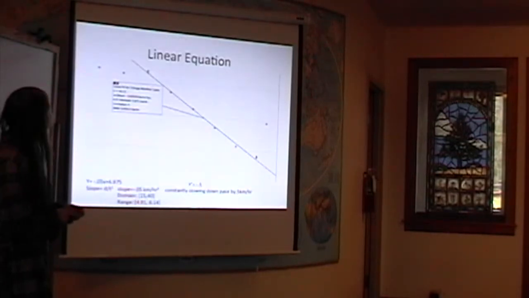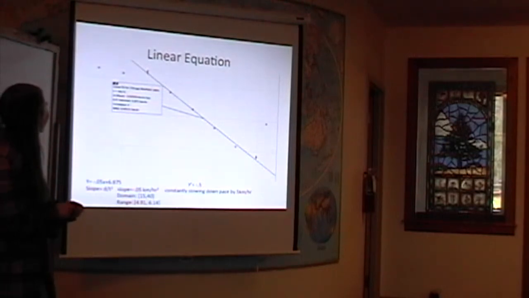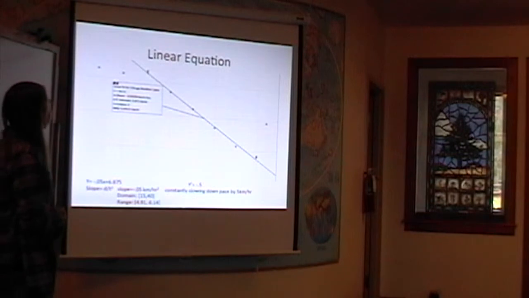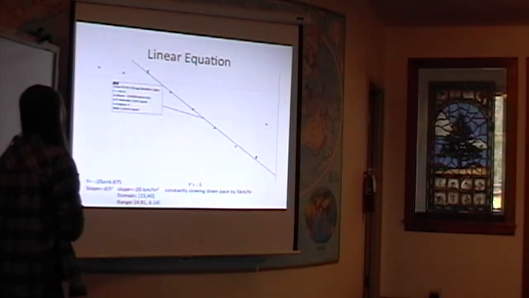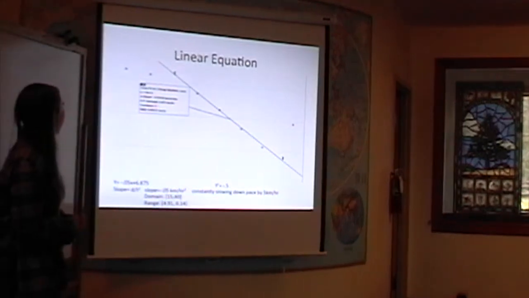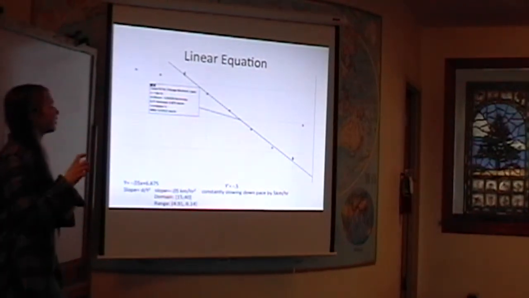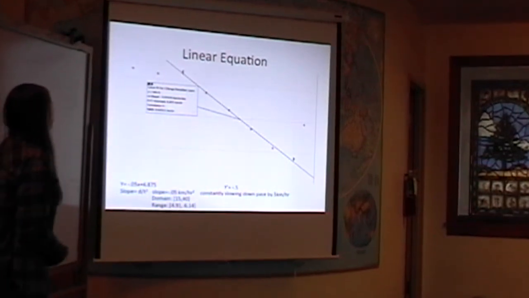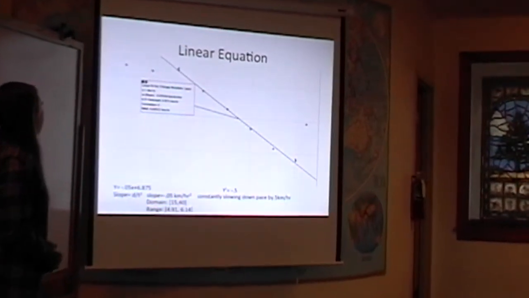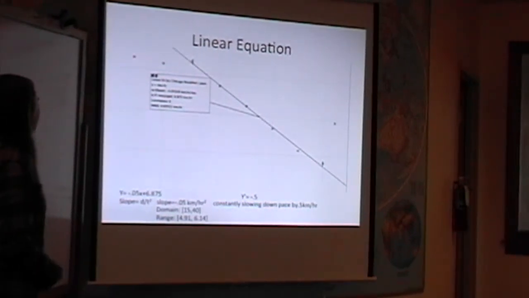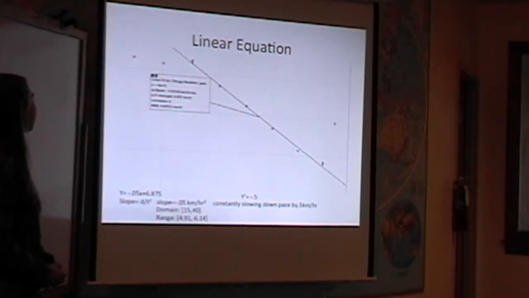Next slide. And then the next part was the linear equation, which was what it was for the majority of the marathon. And that equation is negative 0.5x plus 6.875. So they're constantly slowing down at a pace of 0.5 kilometers per hour. And the derivative of that would be negative 0.5. And the domain is 15 to 40 kilometers, and the range is 4.91 kilometers per hour to 6.14 kilometers per hour.